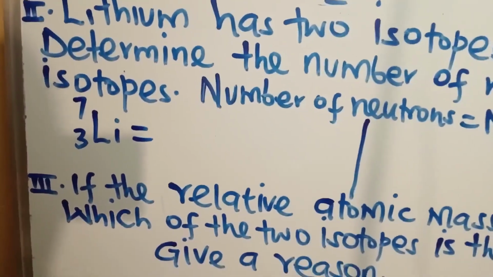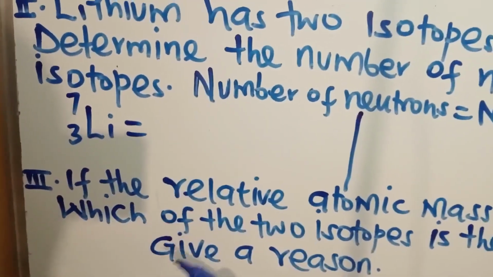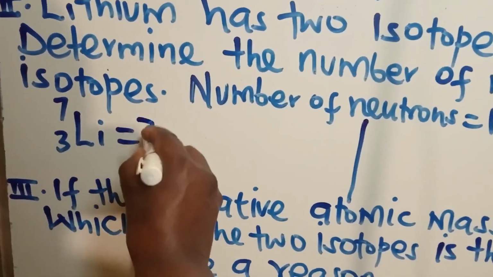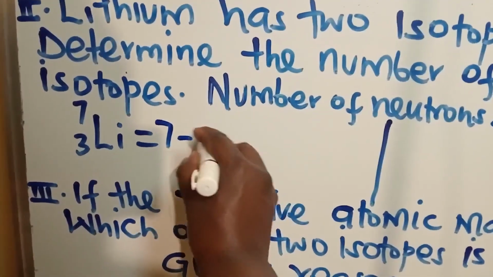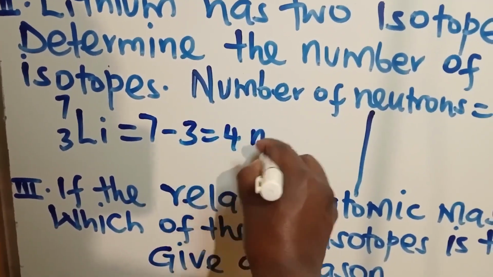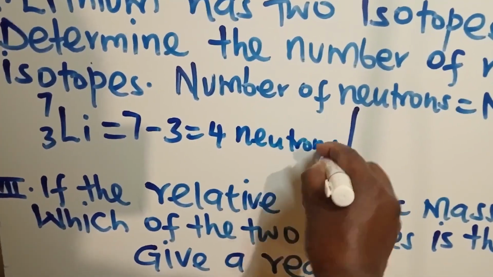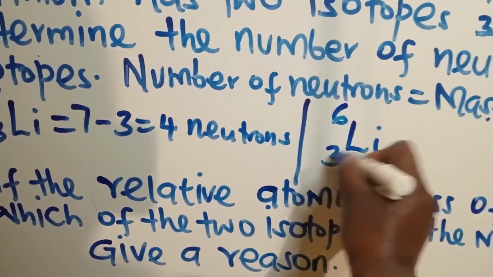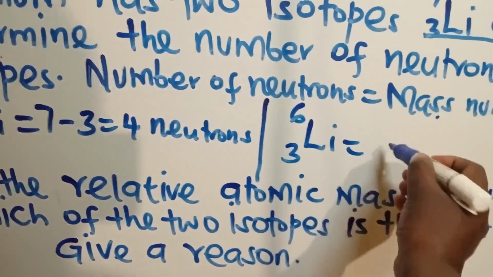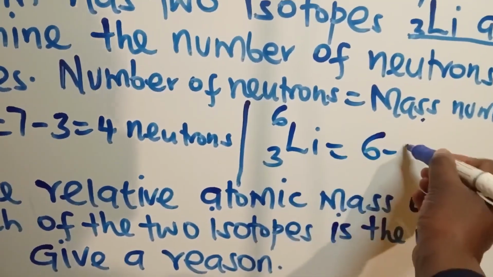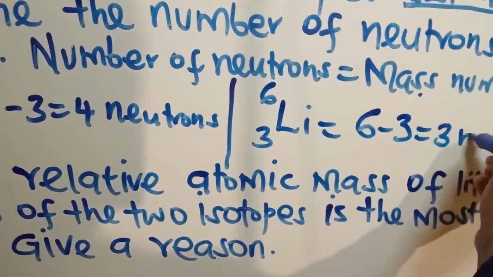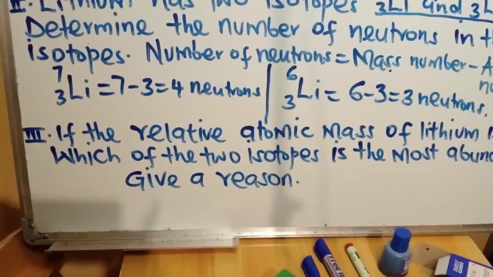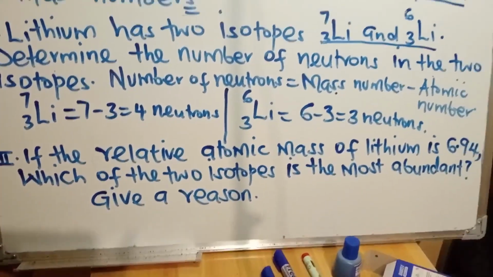We say from the formula, the number of neutrons will be got from the 7, which is mass number, minus 3, which is the atomic number, and so the answer is that we have 4 neutrons for lithium-7. For lithium-6, we have the mass number, which is 6, minus 3, which is the atomic number, so there we have 3 neutrons. We have 3 neutrons.